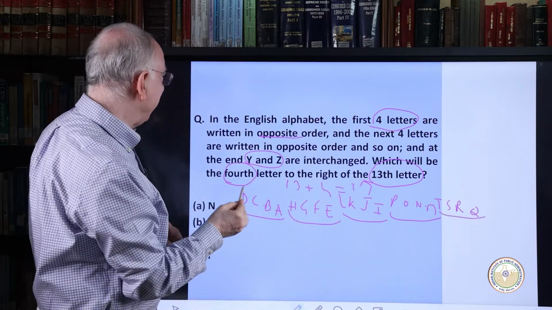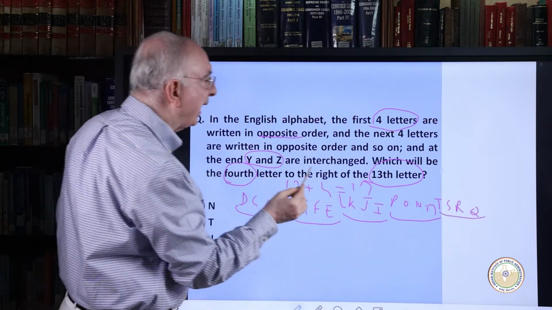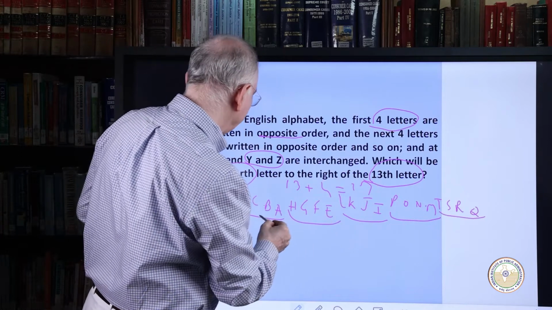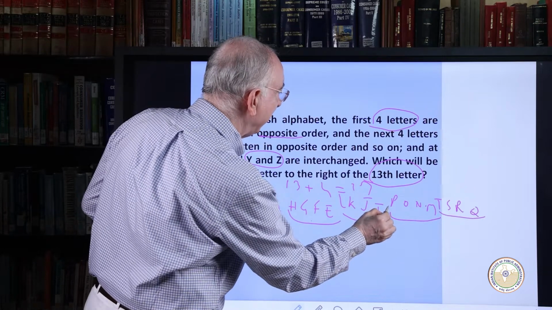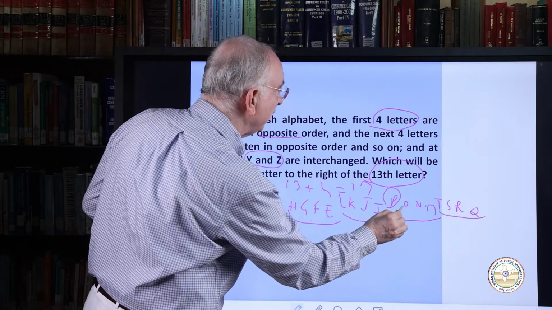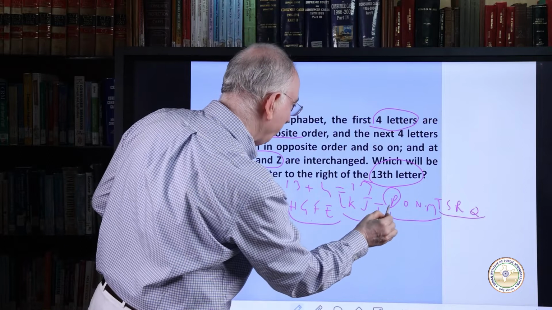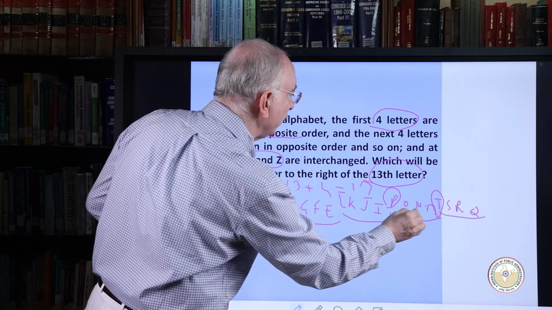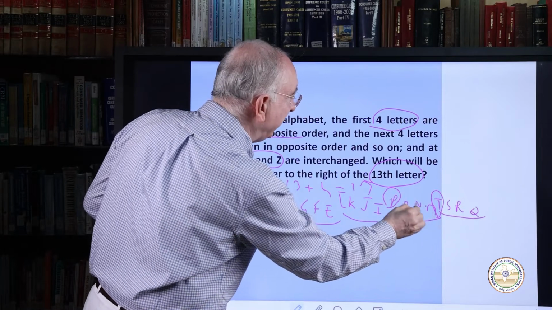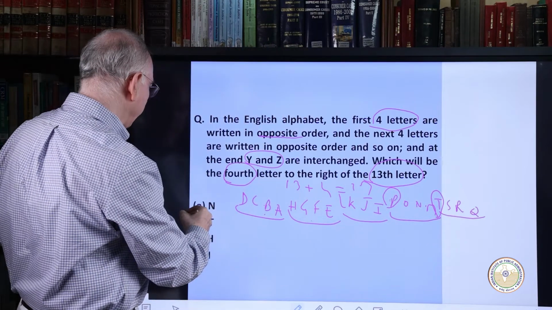Question says 13 letter, the 4th letter to the right of the 13th letter. So what is 13? This is 4, 4, 4. So these are 12. Now the 13th letter is P. Now the 4th letter to the right of this P. That means we have to say this is 4th. From P, the 4th to the right, that means the T. So the answer is T.